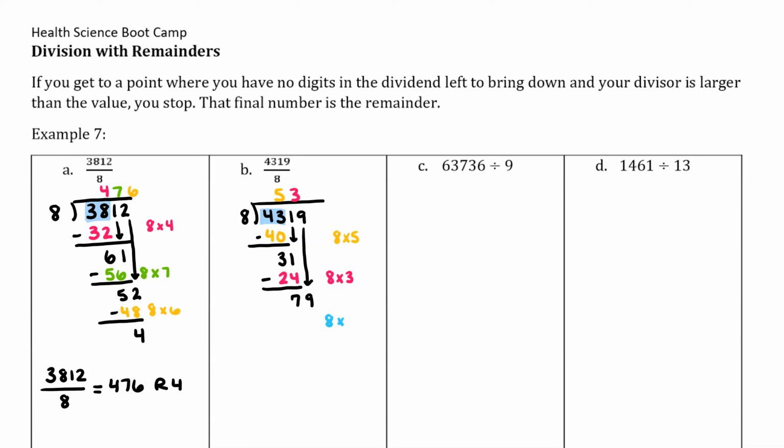Let's try 8 times 9. 8 times 9 makes 72, so it's smaller but close. So 9's going to go upstairs as part of my answer. 72 is going to come downstairs to subtract. 79 minus 72 is 7. And I've got nothing left to bring down, so the 7 is my remainder. I'm going to write it over here too. So if I asked you, hey, what's 4,319 divided by 8? Say, oh, that's 539 with a remainder of 7.